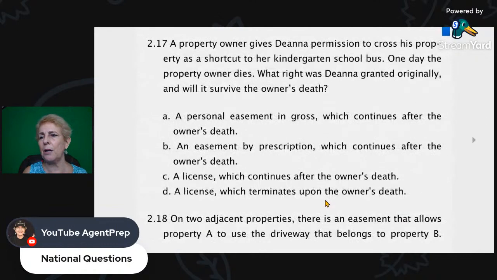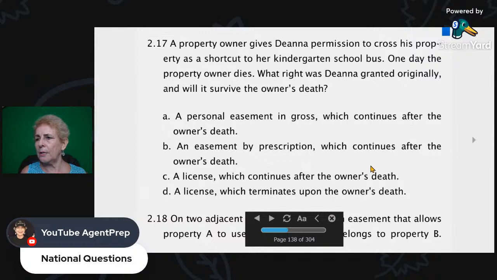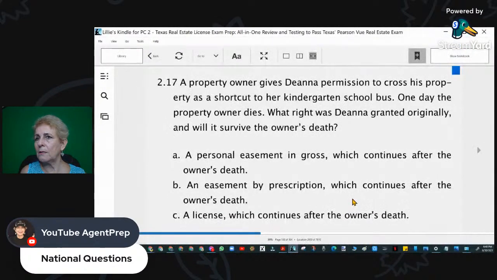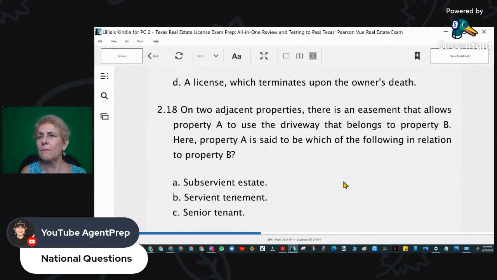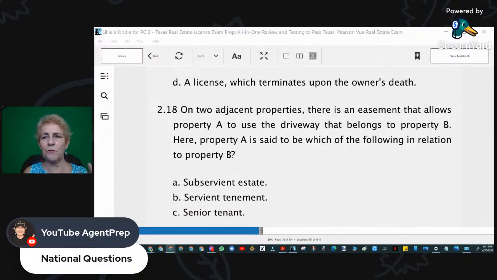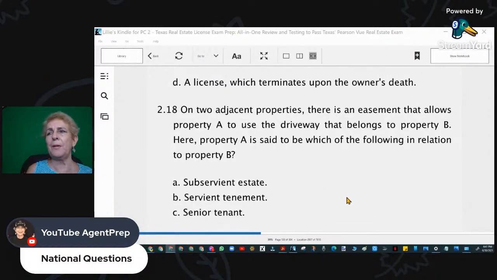Okay, so you have a servient and you have a dominant. So property A, let's see, the easement allows property A to use the driveway, but it belongs to property B. So in this property, property A is said to be what? Are they the servient or are they the dominant? Okay, remember you have servient party and the dominant party or tenement. Which one is it? Owner A or property A, property B. Property B is the owner, property A is the one that has access to the easement.